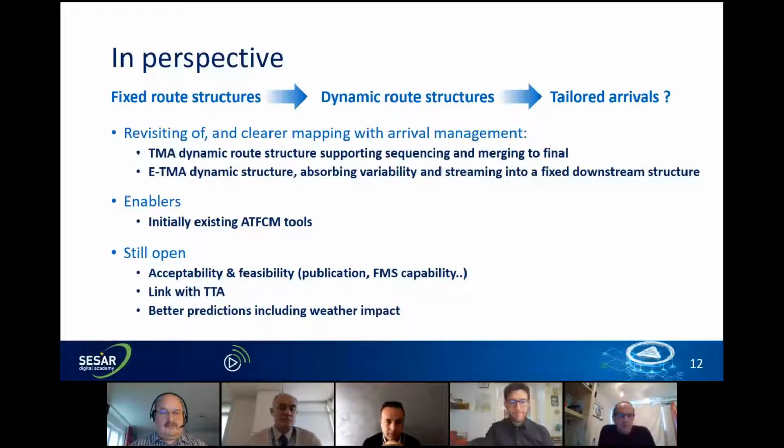In terms of enablers, we have identified that existing ATFCM tools that predict the traffic load would be sufficient in the first stage to identify the time to trigger the transition towards a given route structure. And still open subjects, the acceptability and feasibility in terms of, for instance, publication of procedures, FMS capability, the link with the target times of arrival concepts, but also in the future, perhaps better predictions to identify when we need to switch between structures, including the weather impact.